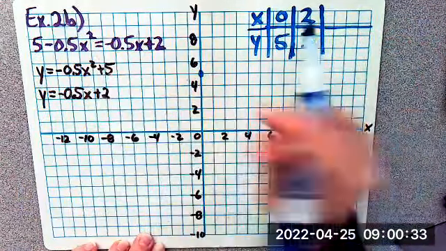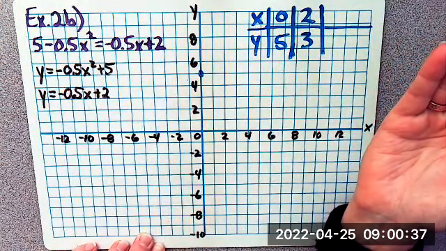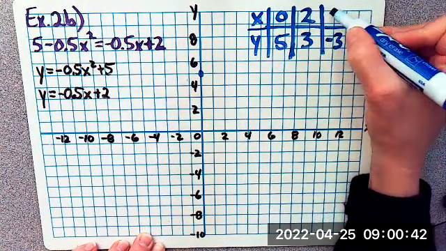And now let's do 4. So 4 squared is 16. Half of 16 is 8, it's -8. So that's -3.